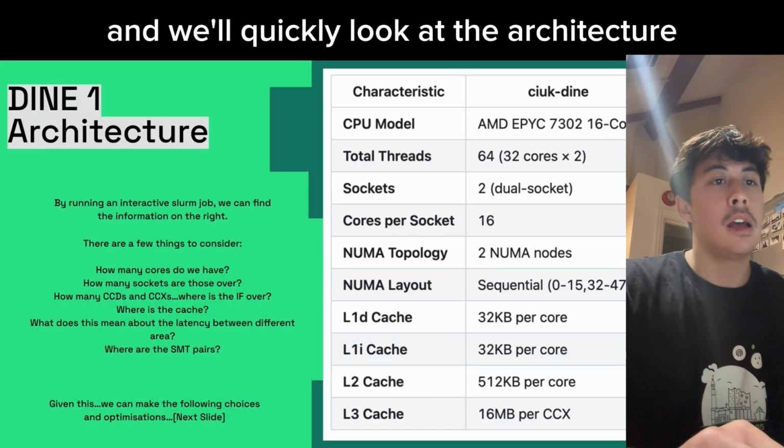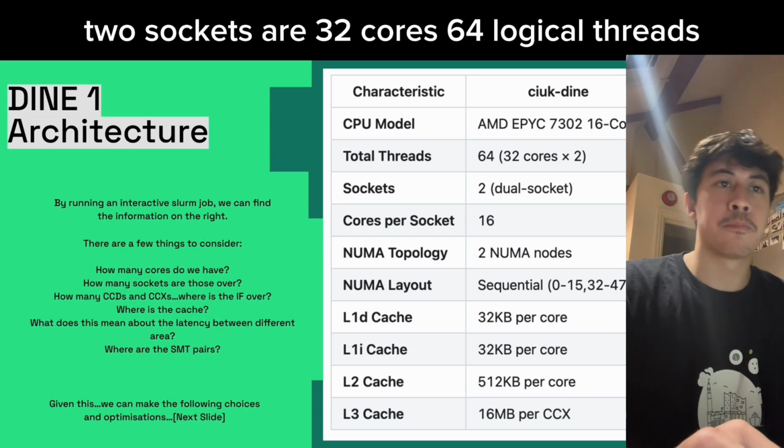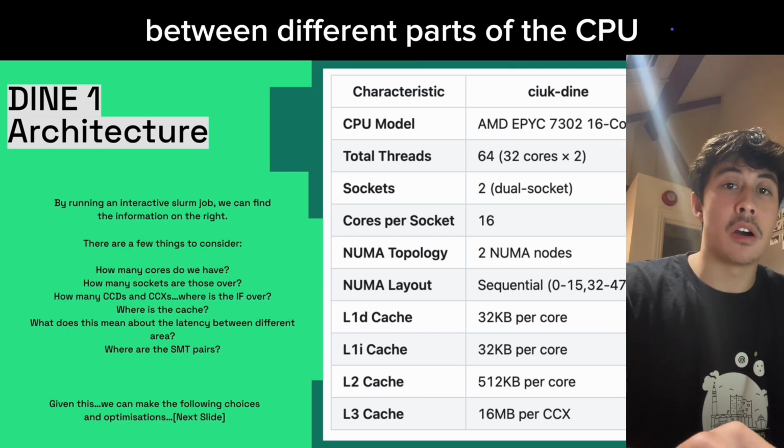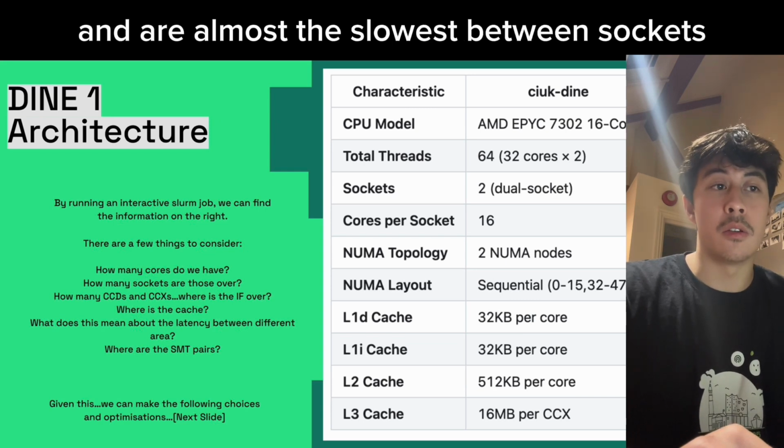So we'll start with Liquid on Dyne 1, and we'll quickly look at the architecture. We've got 16 cores per socket, over 2 sockets, that's 32 cores, 64 logical threads, and we're on AMD. Other things to note are the cache sizes, and we might also think about the latency between different parts of the CPU, so the dies and the CCXs, and we know the CCXs have IF between them, Infinity Fabric, and that's almost as slow as between sockets.